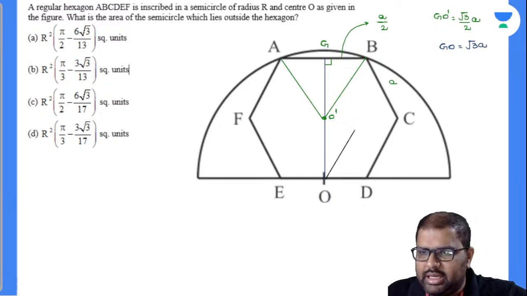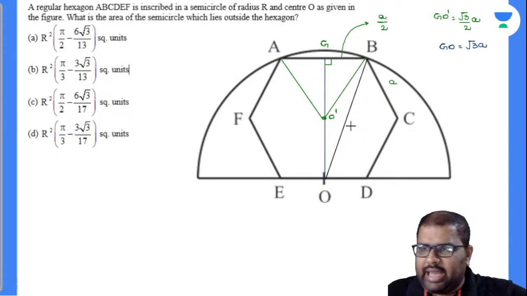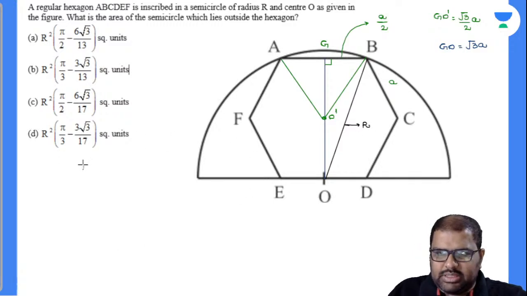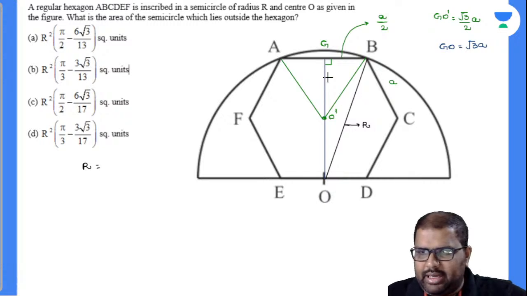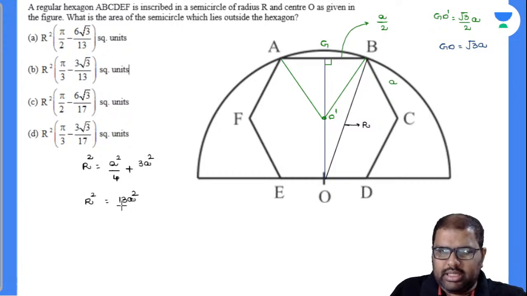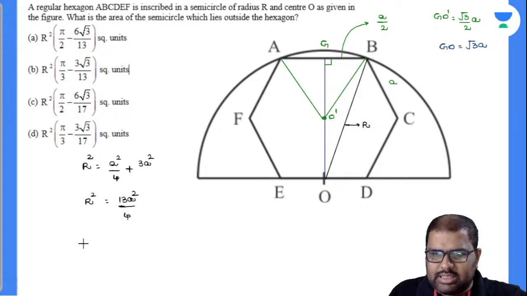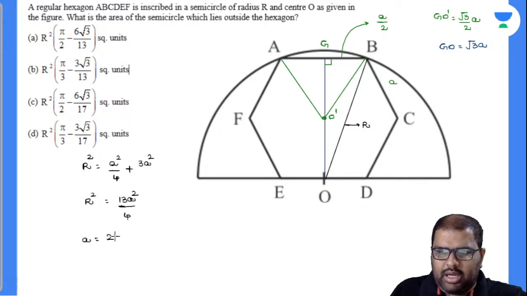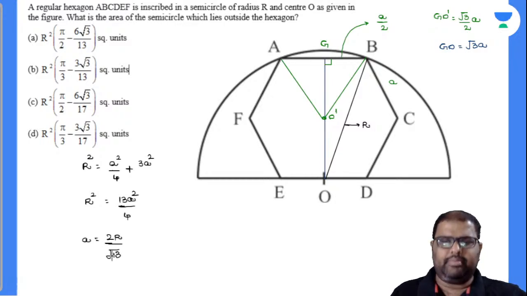Now from O to B, it is nothing but the radius, capital R. Let's calculate capital R first. Using the Pythagorean triplet, this is one perpendicular side and this is the other. So R square is equal to a square by 4 plus 3a square, so finally R square is equal to 13a square by 4. So a can be written as 2R by root 13.